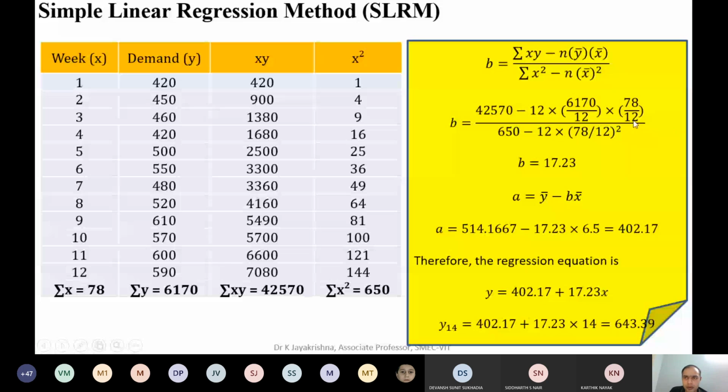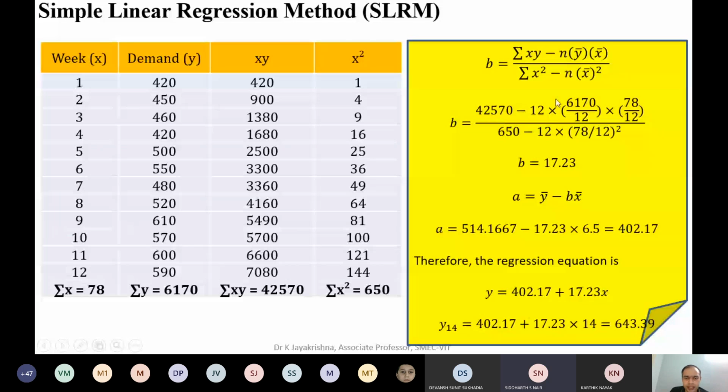Have you got how to calculate x bar and y bar? y bar is equal to the summation of y divided by n. x bar is the summation of all x values divided by n. In this problem n is 12, because the total time period is 12 weeks. So I'm taking it as 12. Have you got this first step? Yes, sir.